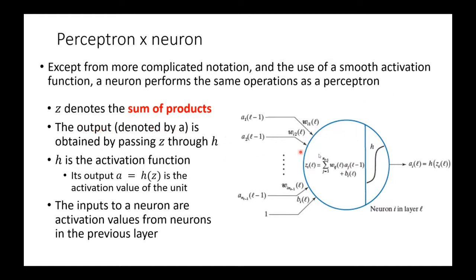So the output of a neuron is denoted by A. This is the output of a neuron, and it's obtained by passing this value, that's Z, through the activation function, which has the same role as in the perceptron. It is a little decision boundary, but a little decision boundary of a small thing that's distributed over a number of these computing units.